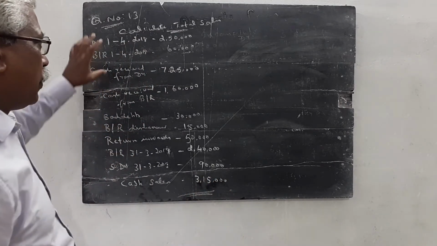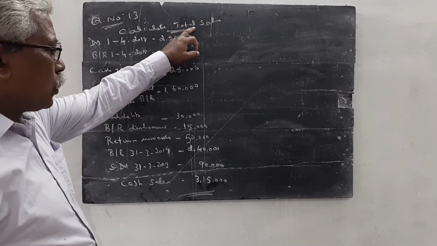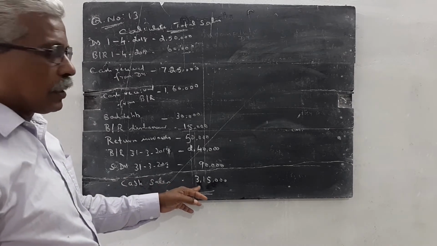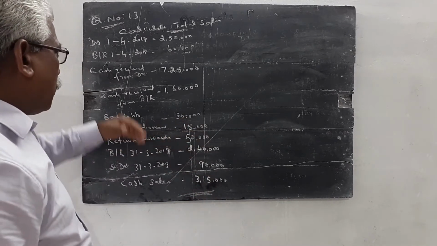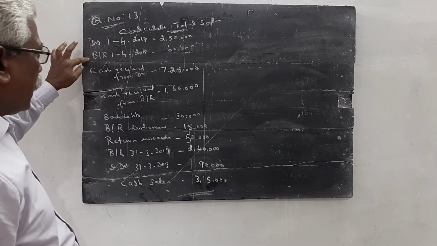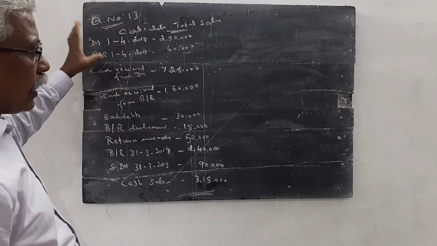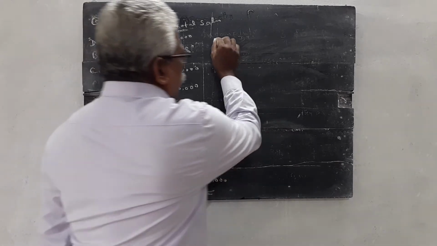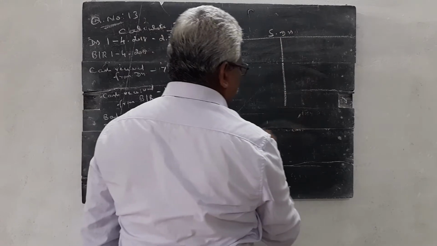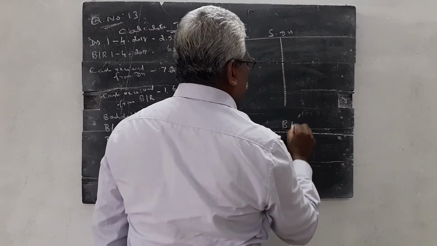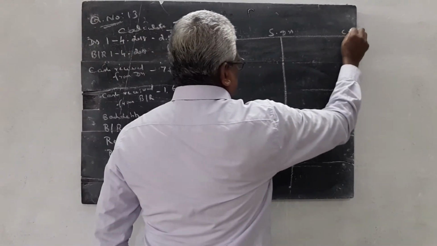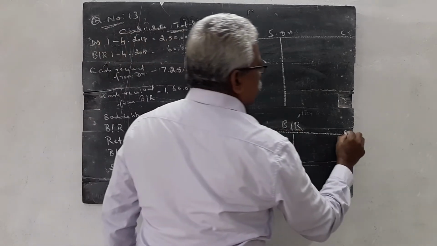These are all the information given in the question. Total sales is equal to cash sales plus credit sales. Cash sales is given in the question, 3,15,000. From the above information, we have to prepare the sundry debtors account and bills receivable account. The difference is considered as credit sales. So we have to prepare the two accounts simultaneously. This is sundry debtors account, then bills receivable account. This side is debit side, this side is credit side.